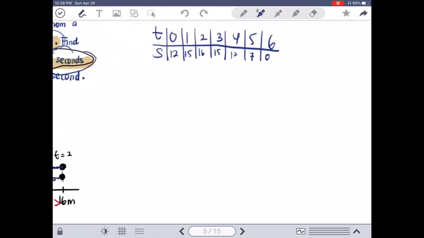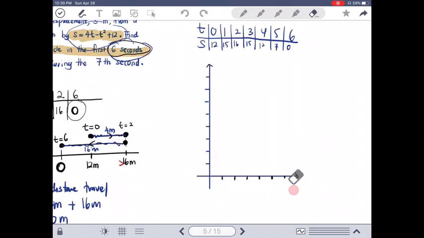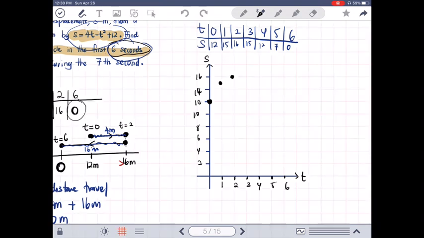Now we draw the graph. So S against T, 1, 2, 3, 4, 5, 6. Here I'm going to use a scale of 2, 4, 6, 8, 10, 12, 14, 16. So when T equals 0, S equals 12. When T equals 1, S equals 15. At 2, it equals 16.